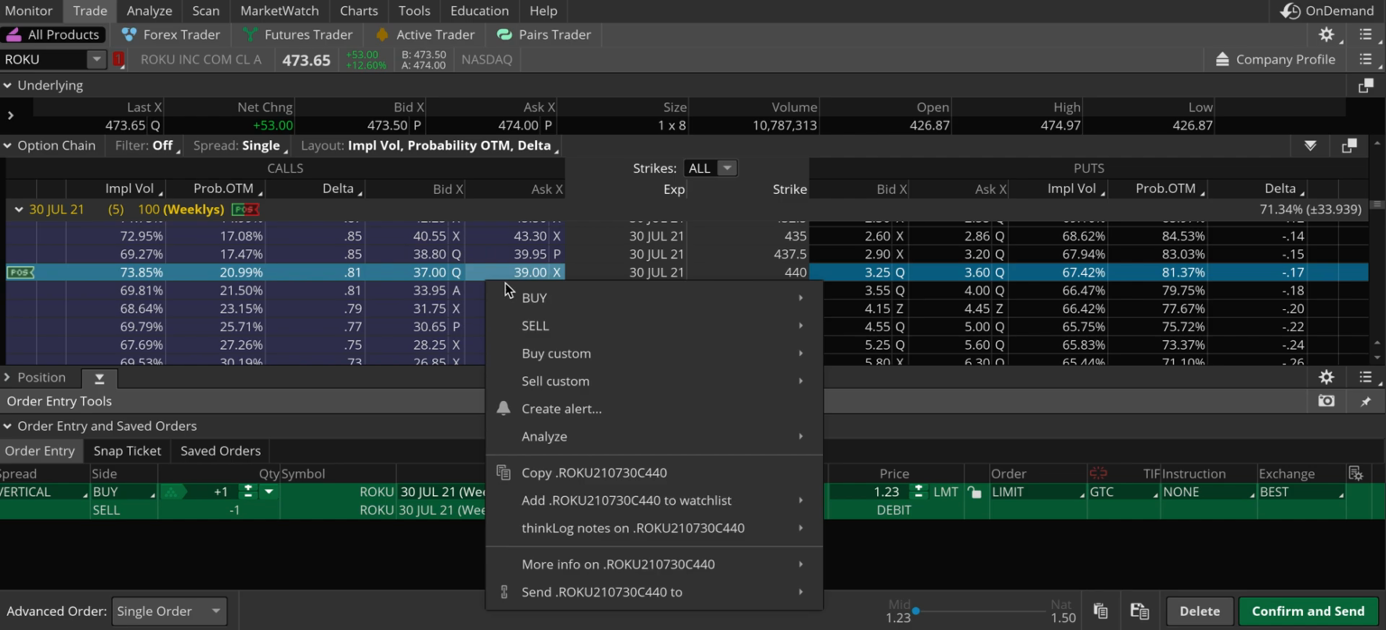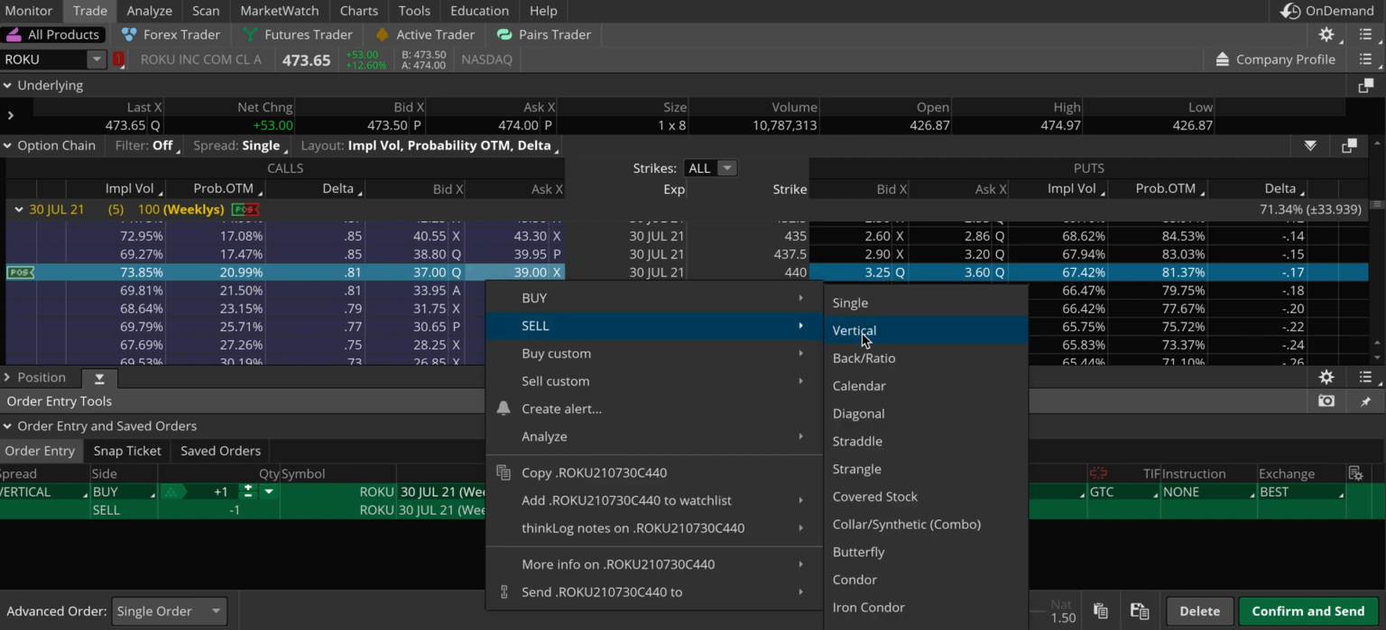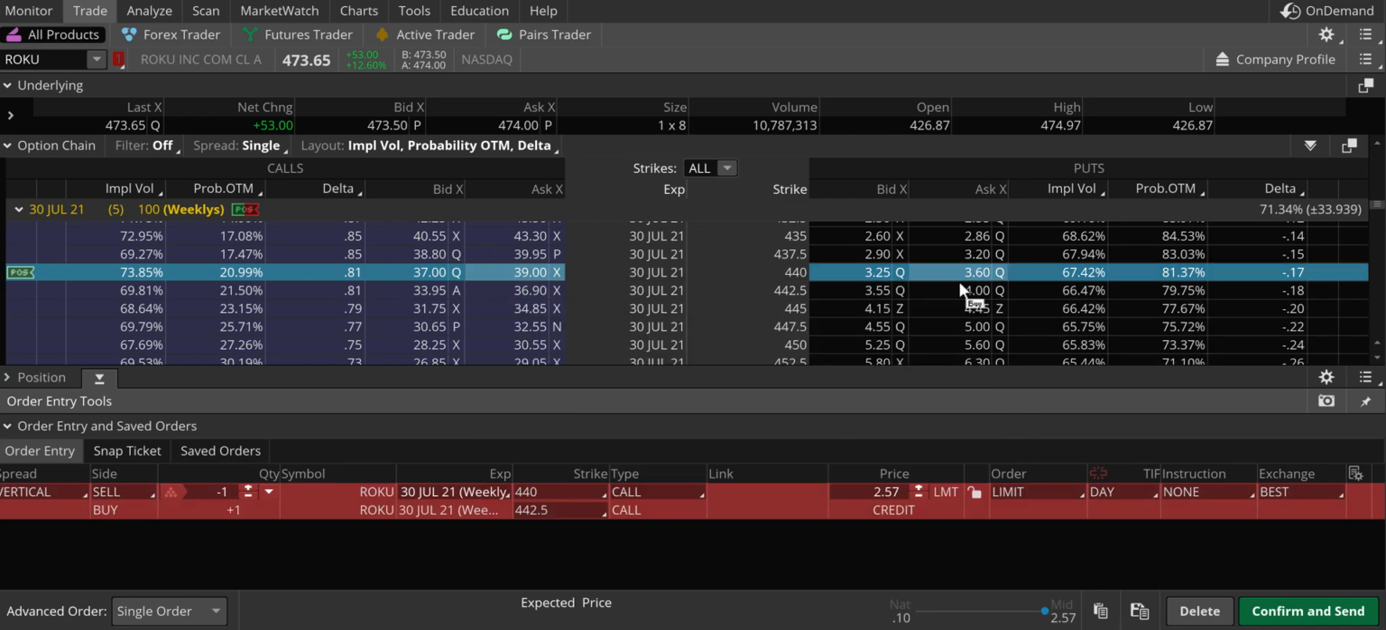I just want to highlight, if you want to sell a vertical put spread. So in this case, you're long Roku, right? So you can sell the bear put spread. So basically, it will be a credit spread.